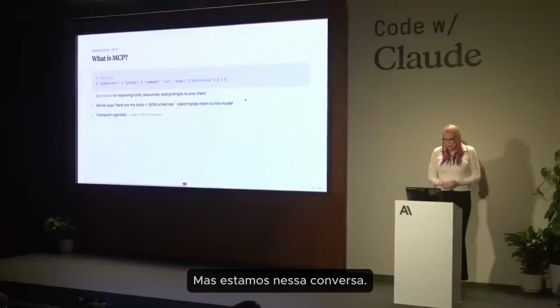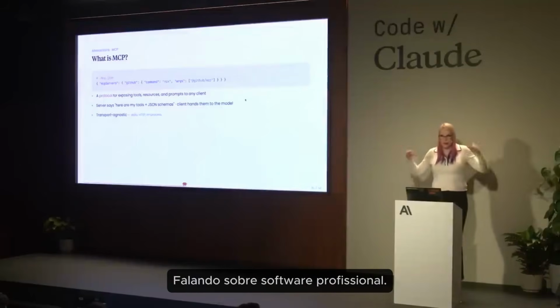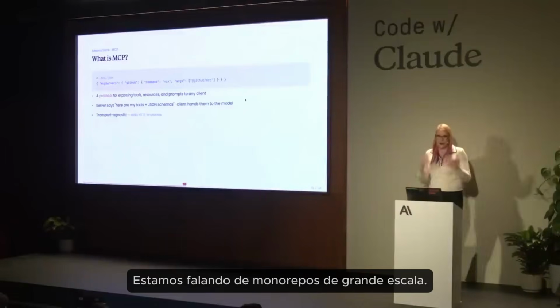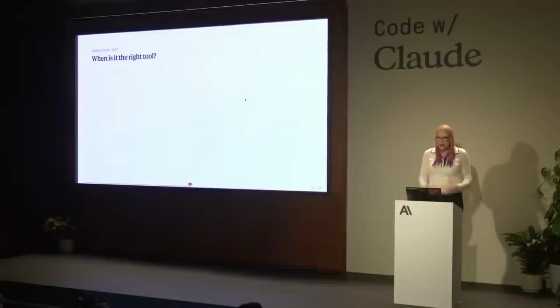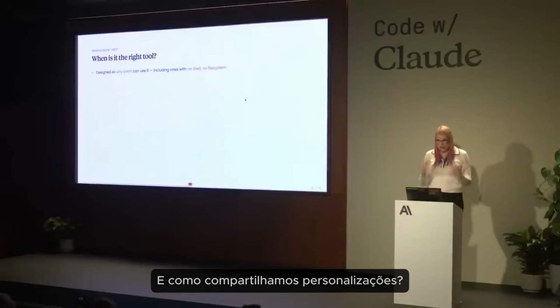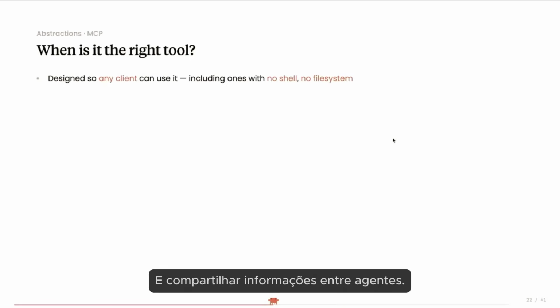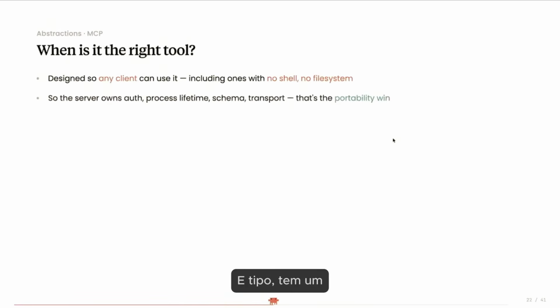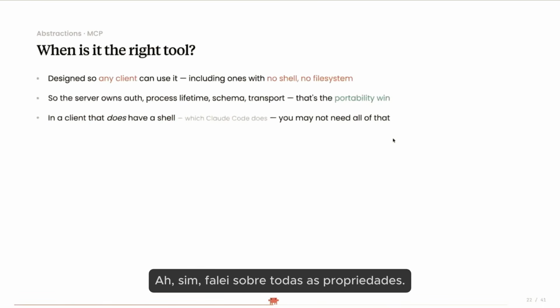There's probably some other things you can add on, but this is like the general public version. But in this talk, we're talking about professional software engineering environments. We're talking about large-scale monorepos. We're talking about developers working together on the same piece of code, and how do we share customizations and share information across agents.